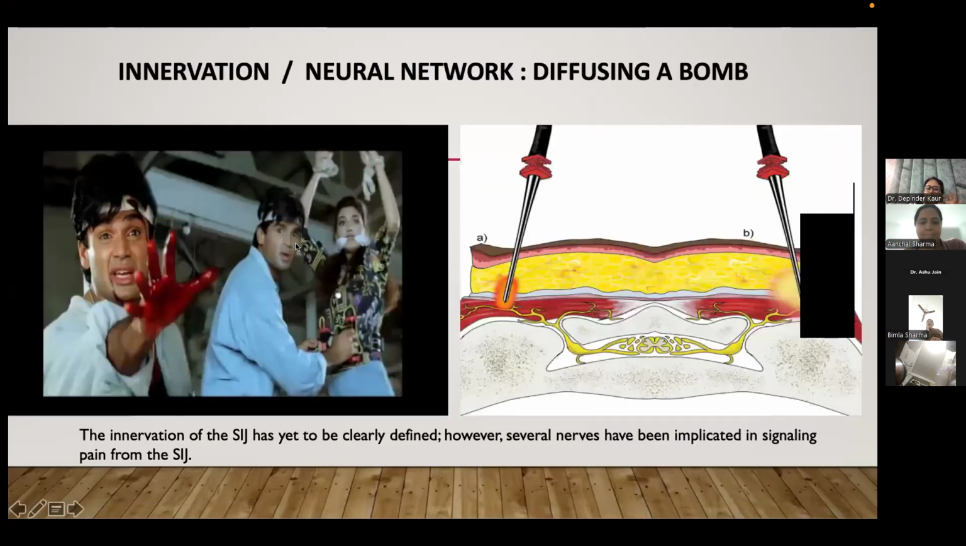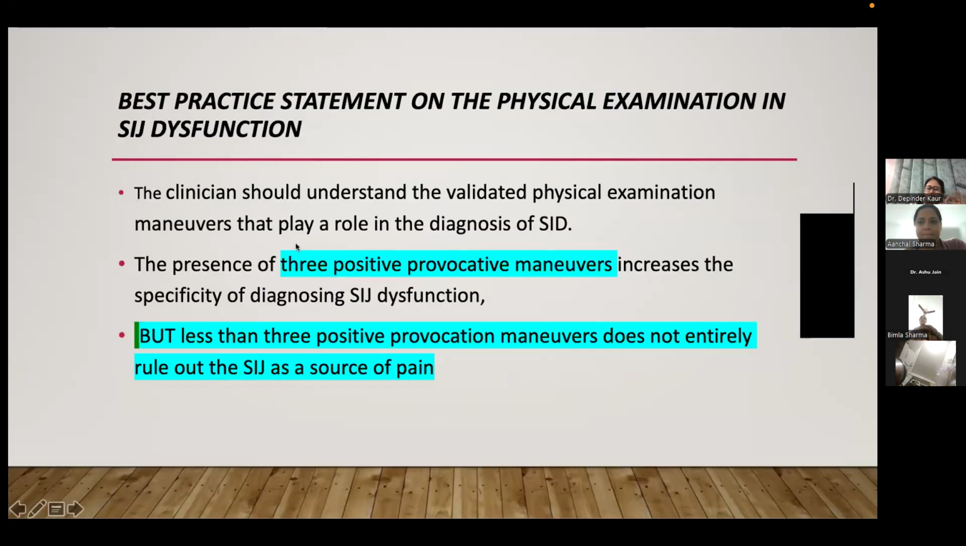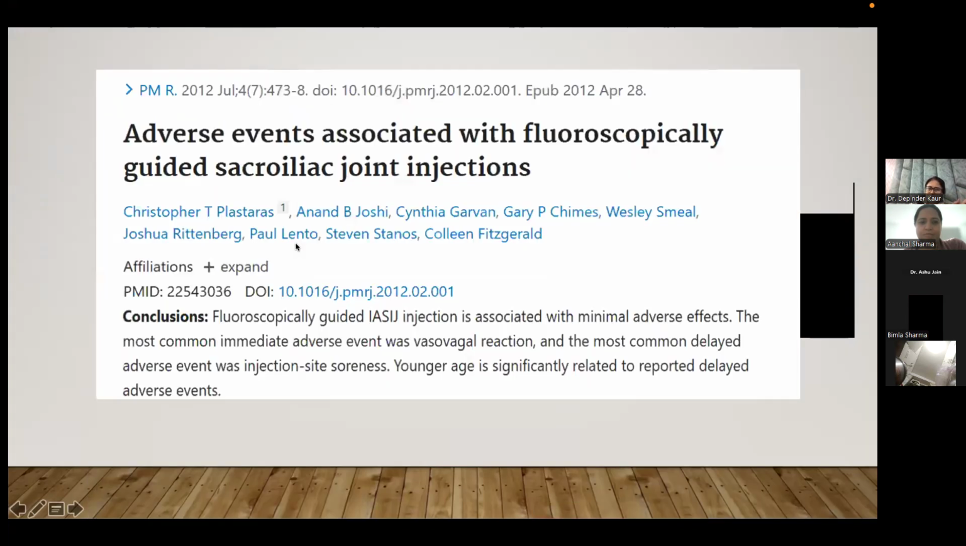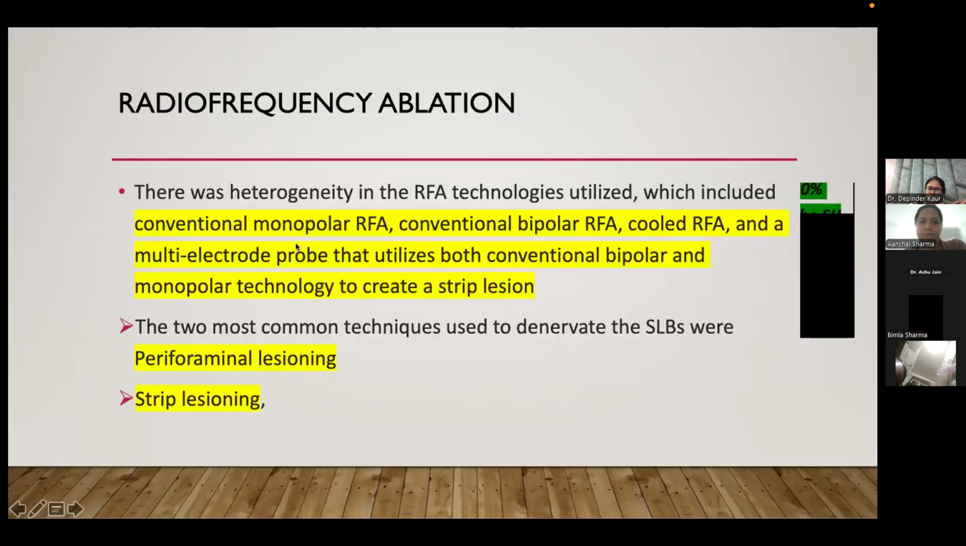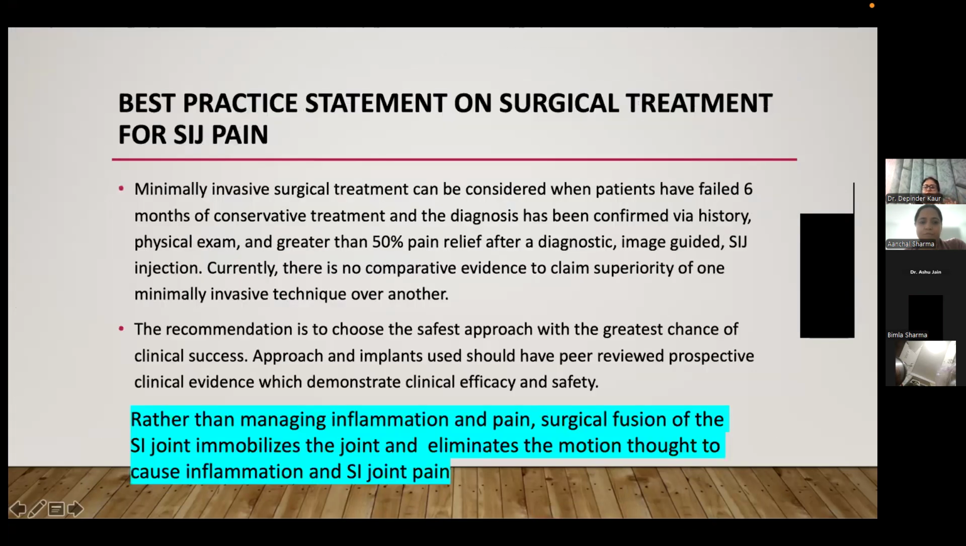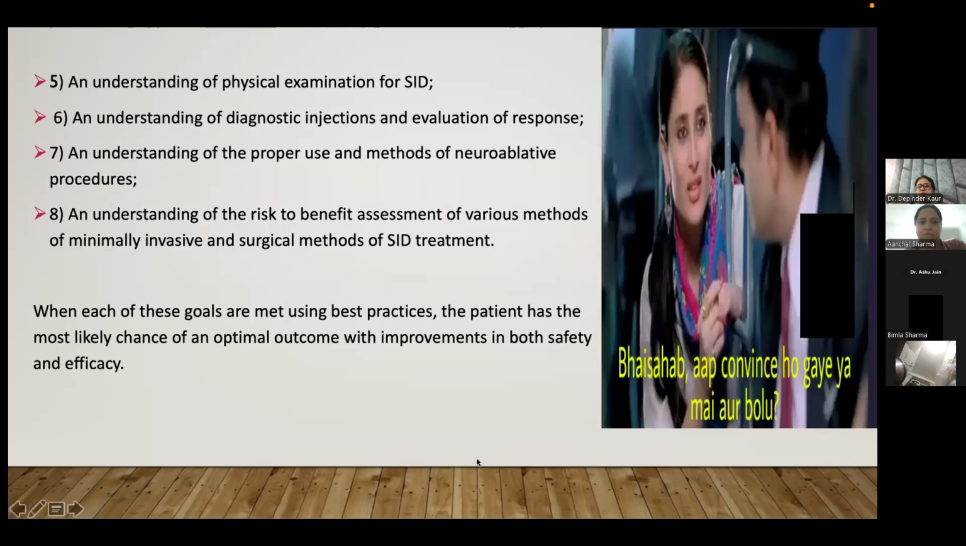Ultimately, if we are following the best practice guidance, I think we are going to give the best outcome to our patient. This is our conclusion after going through this presentation. One most important thing, I think you all must be convinced, is that we should come up with more and more studies so that we can find the best treatment modality for the best outcome of our patients. Thank you.